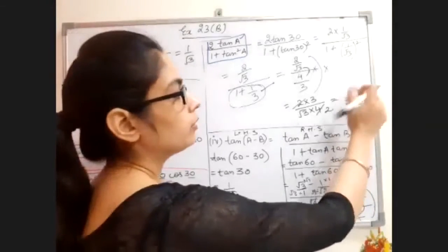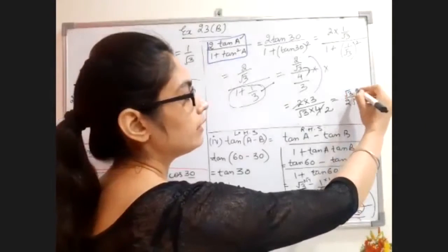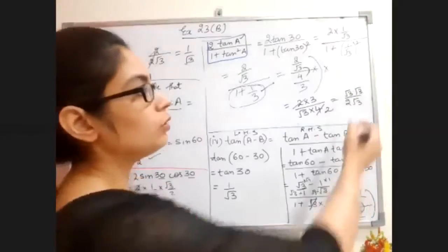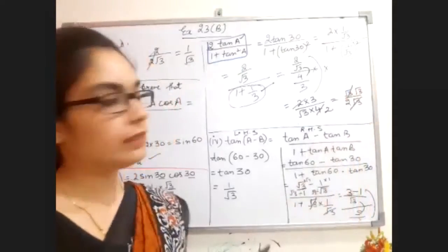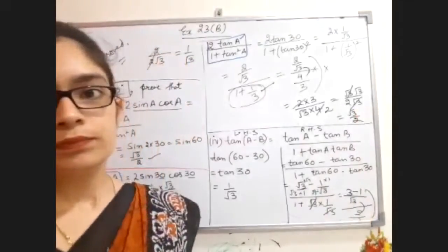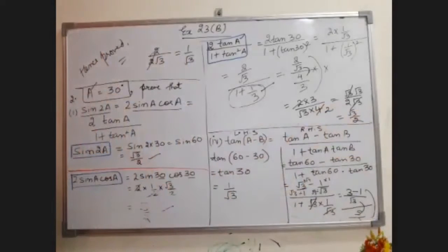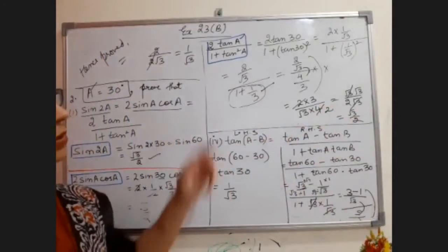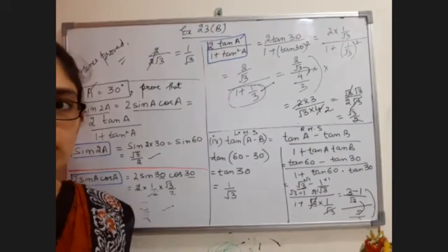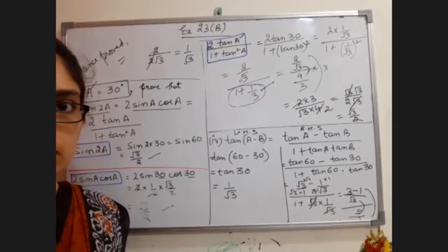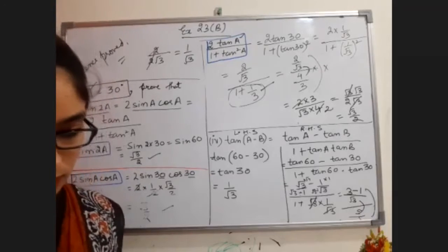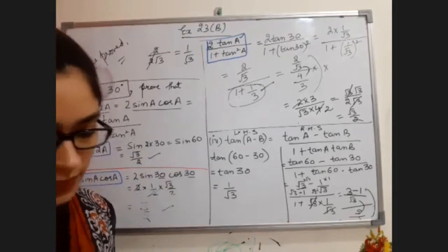So 3 can we write as root 3 into root 3? Yes, ma'am. So root 3 will cancel with 1 root 3. Now I will be left with root 3 by 2. So this root 3 by 2, this is also root 3 by 2 and this is also root 3 by 2. So all the three parts are equal to each other. Any doubt in this question? No, ma'am. So only substitution we have done.